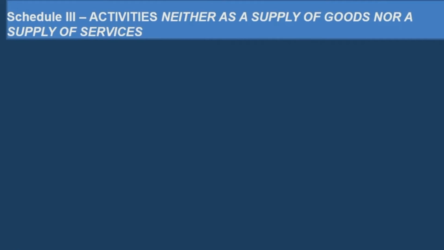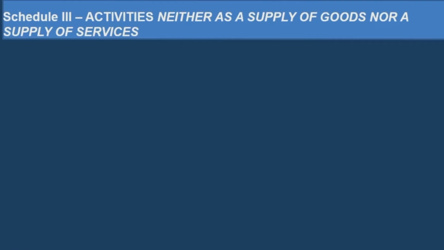Now the third schedule is those where the list mentions such activities which are neither supply of goods nor supply of services. So it is one way of keeping these activities outside the purview of GST. These are not at all supplies. So there is no supply. That is why there is no tax, there is no GST, because GST is on supply of goods or services. So there is no supply, no tax. Let us see the list of these activities.